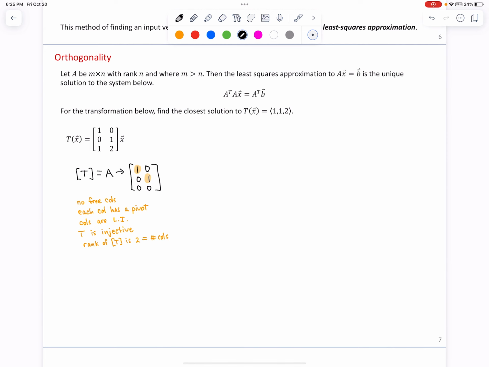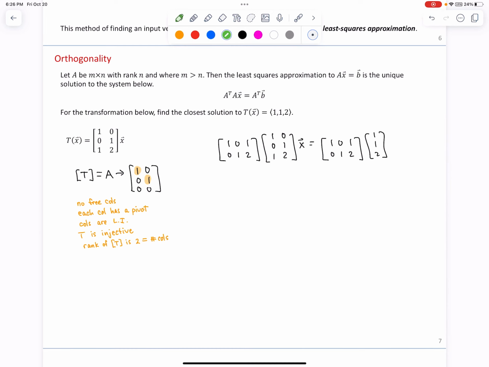So I'm going to write A transpose. A transpose is the transpose of this matrix here. Don't be working with the reduced row echelon form, but the transpose of the original matrix is 1, 0, 1, 0, 1, 2. We're going to multiply that by the matrix A, which is 1, 0, 1 as a column, 0, 1, 2 is the second column, times some vector x that we're after, is equal to A transpose times the vector b, which is not in our range. The transpose is a 2 by 3, and the original is a 3 by 2. So when you multiply these two matrices, you do get a 2 by 2.